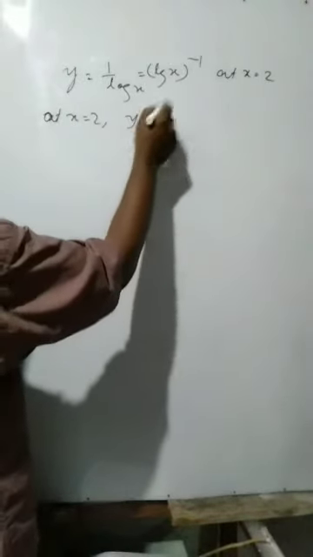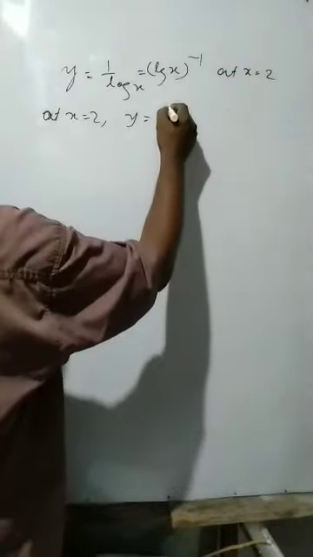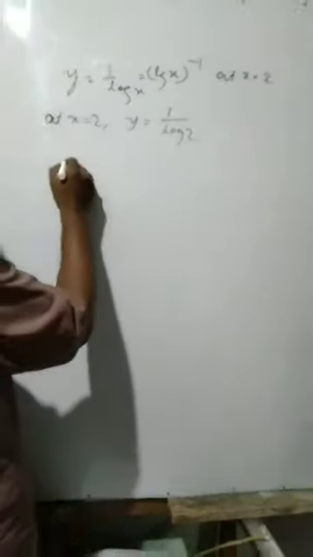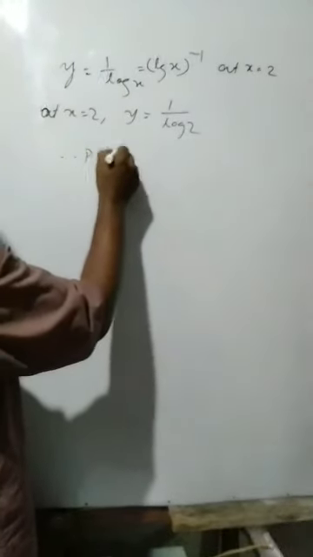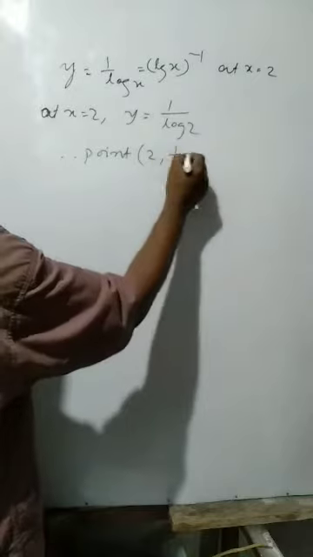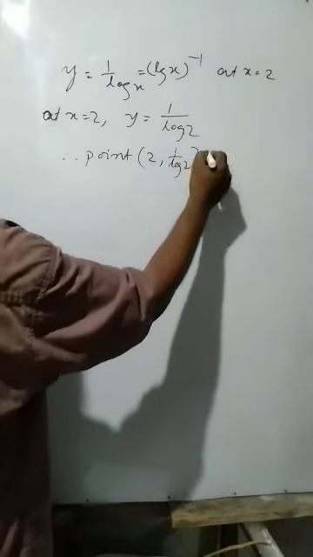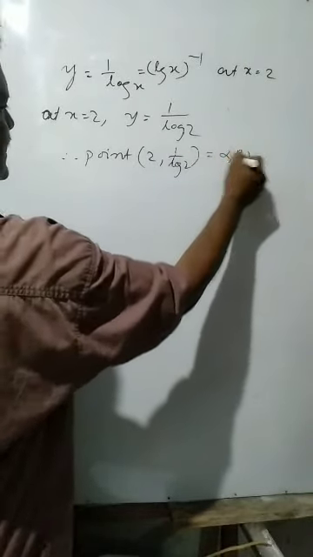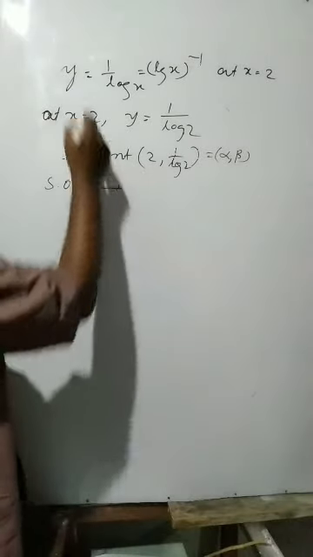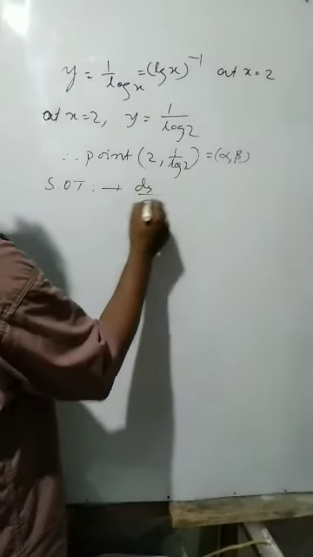Put x equal to 2 in y equal to 1 by log x, so y equal to 1 by log 2. Therefore the point is x equal to 2 and y equal to 1 by log 2. This is alpha beta, the point. Okay, you keep it. Now the slope of the tangent: find dy by dx.